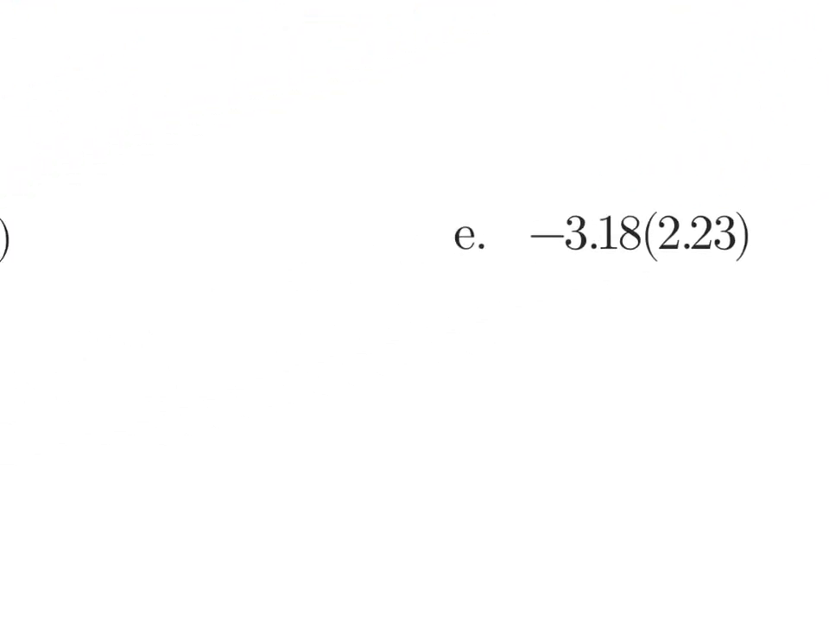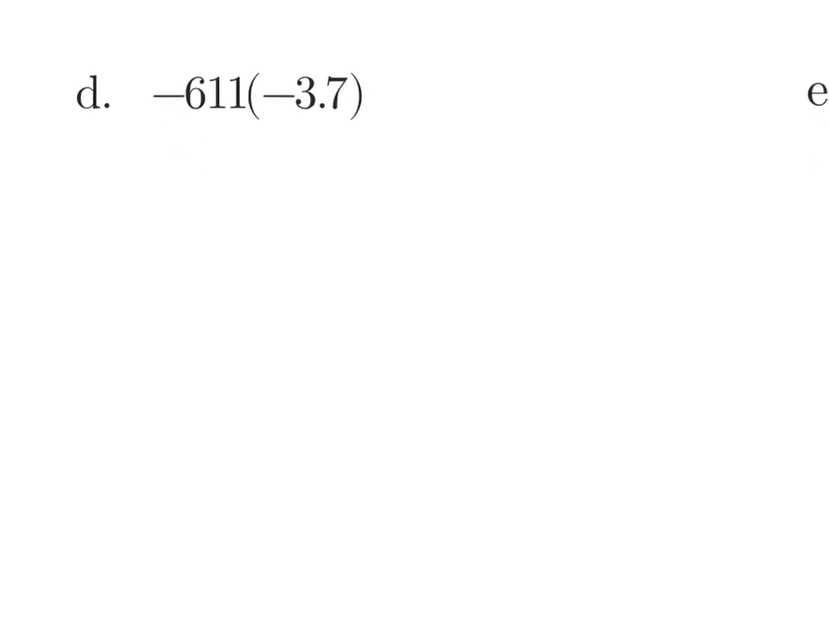Let's try a couple more. Let's come down to example D. We have negative 611 times negative 3.7. So my number that has the most number of digits is the 611. So I'm going to put that one on top. And on the bottom, I'm going to put my 37. Again, remember we're going to disregard decimal places and negative signs.